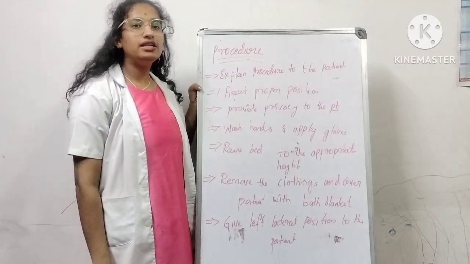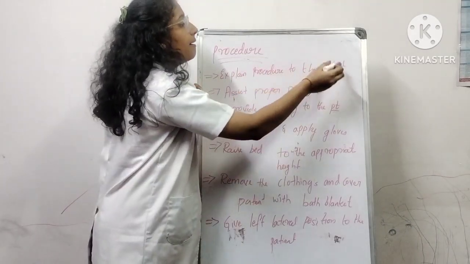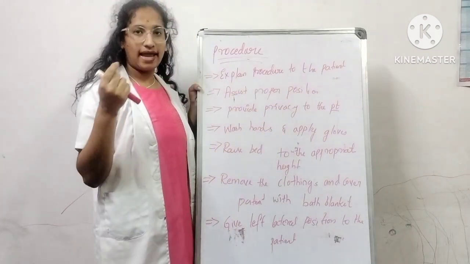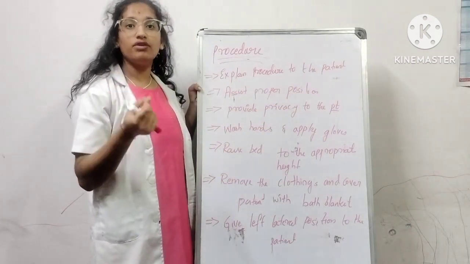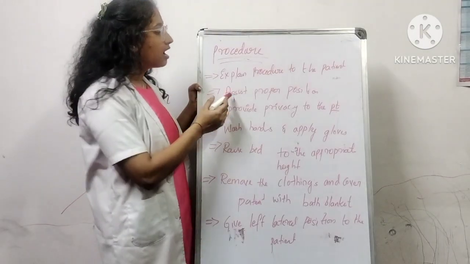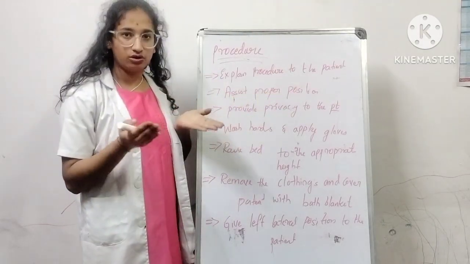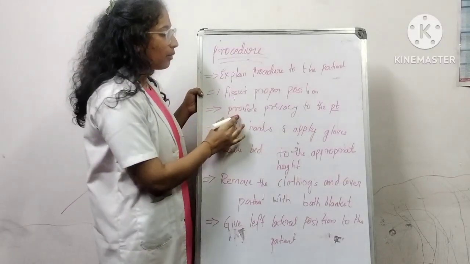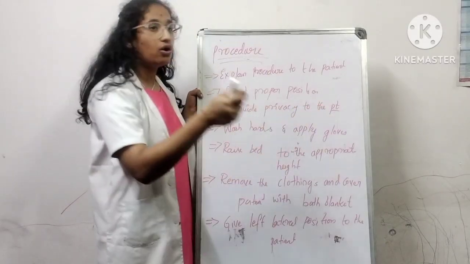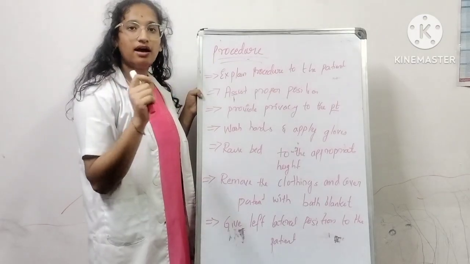So now we will discuss the procedure. First, explain the procedure to the patient. We have to explain what procedure we are doing to the client or patient. Then assist into proper position, so we have to give the patient a comfortable position. Then provide privacy to the patient. So we have to close the curtains and windows for the patient's privacy.